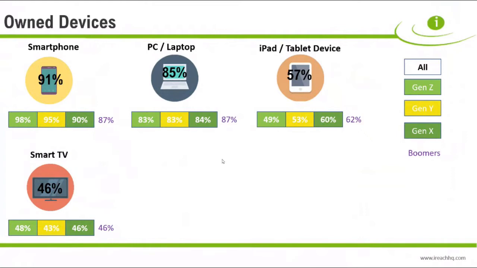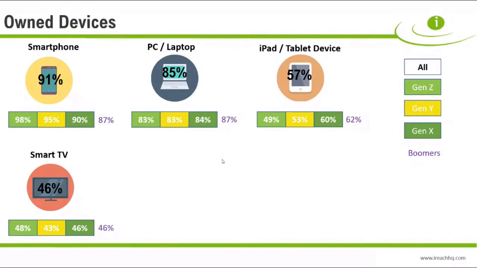If I drop down to the three boxes underneath that, it's highest amongst Generation Z at 98%. I think we all know this is a generation that's growing up with phones. 95% for Generation Y, and then 90% for Generation X. And you will see we do include boomers. The data particularly, I'm not going to focus on too much.